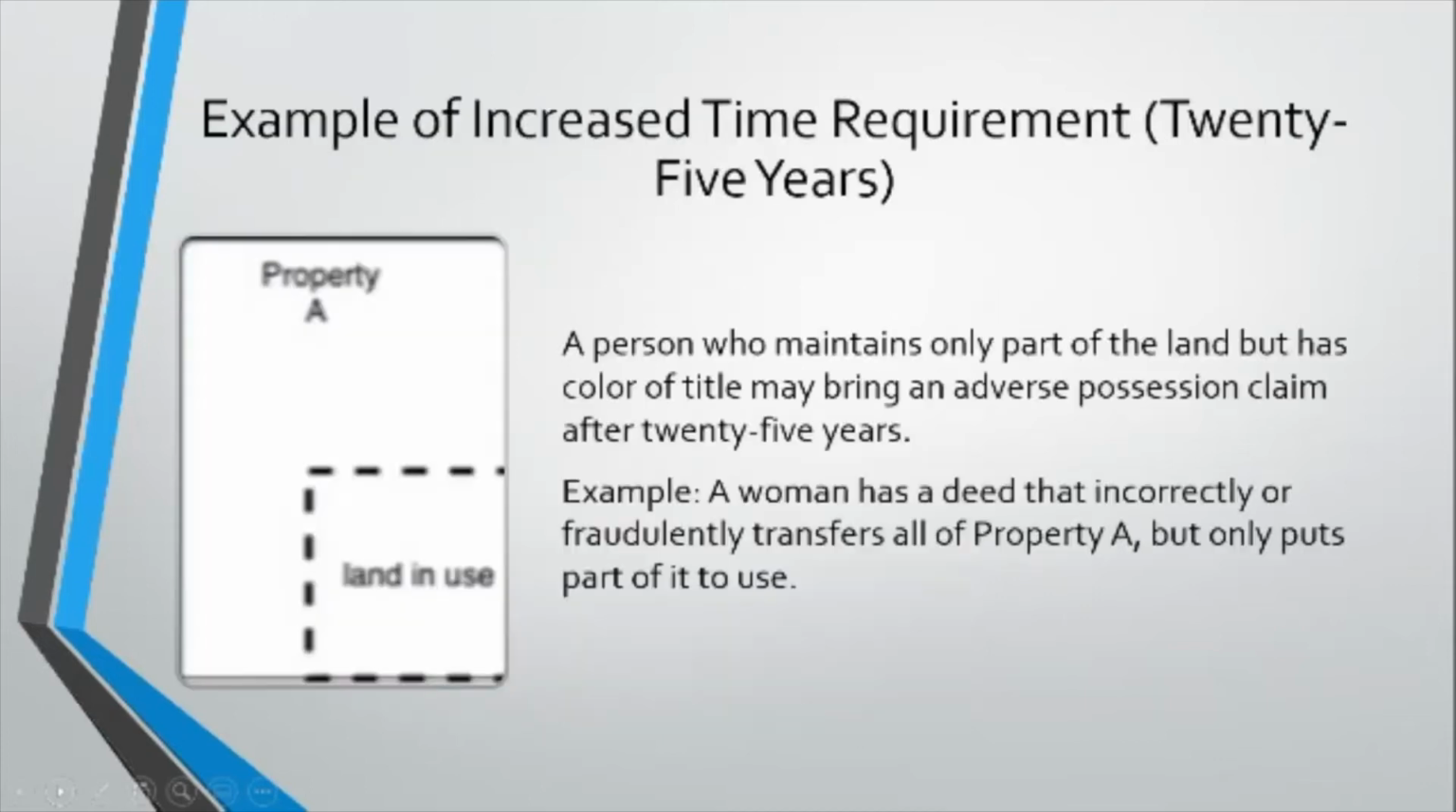This next example shows circumstances that would increase the time requirement to 25 years. Here, a woman has a deed that incorrectly or fraudulently transfers all of property A. The woman only puts a small part of the land to use in a way that meets adverse possession requirements. If the woman maintains the requirements for 25 years on the property of land, then the woman could have an adverse possession claim for all of property A.